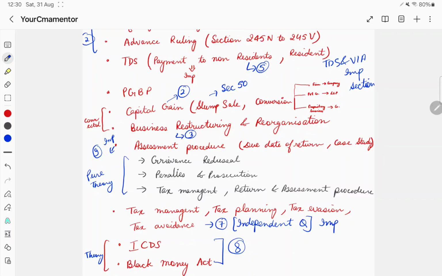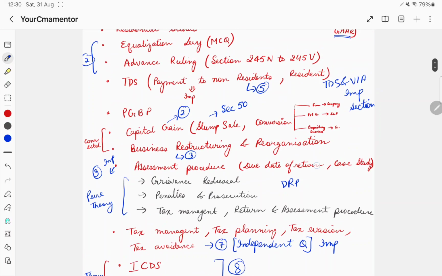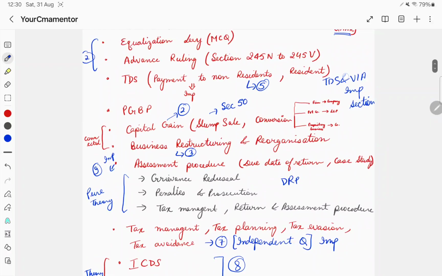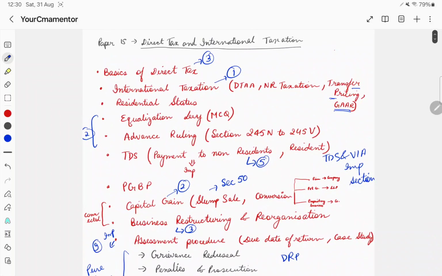There is a grievance redressal chapter, a penalty chapter, and also a dispute resolution panel chapter. Questions may come from any of these chapters. Return filing, these are all the chapters which are included in assessment procedures. So do give a thorough read and learn this chapter very thoroughly. It is an important chapter from the exam point of view.